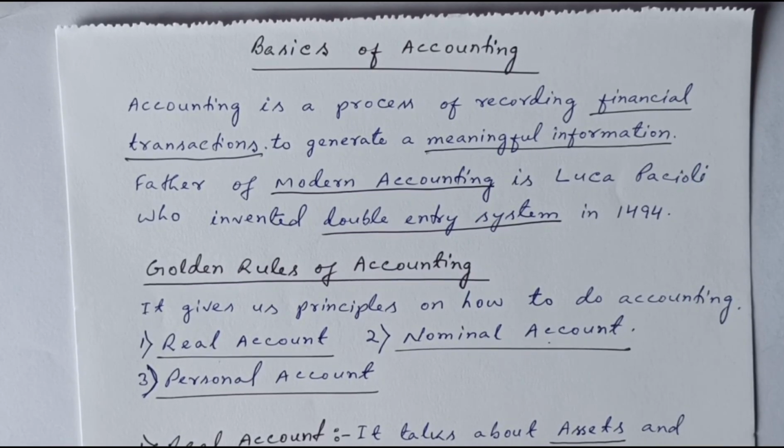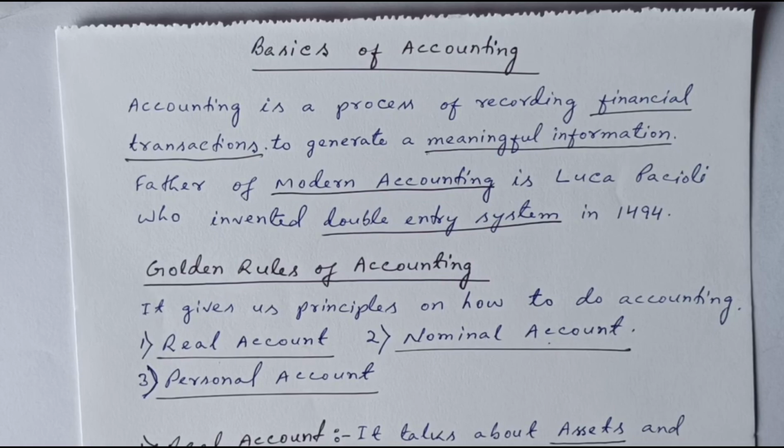So first of all, what is accounting? Accounting is a process of recording financial transactions to generate meaningful information. Financial transaction is basically a transaction occurring in the day-to-day life of a business organization, and meaningful information is the balance sheet, profit and loss account, cash flow statement, bank reconciliation statement. These are the meaningful information. In upcoming videos we are going to learn in detail about these things.